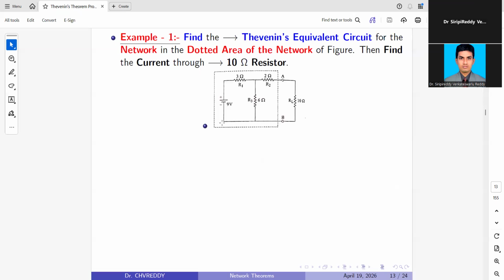So this is the network they have given. They are asking us to calculate the Thevenin equivalent circuit for the network in the dotted area, as well as to find how much current is passing through the 10 ohm resistor. That is the load resistance. So, solution.